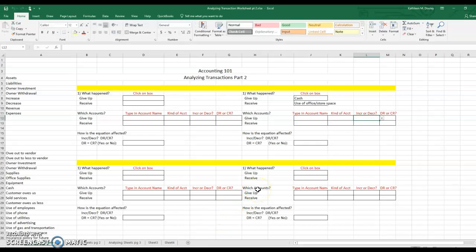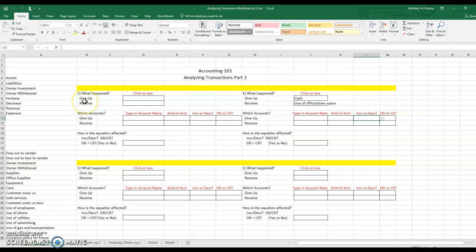So here's a copy of the analyzing transaction sheets. I have gone directly to analyzing transactions part 2 sheets, which are the ones that include debits and credits. The part 1 sheets do not include debit or credit yet. So it's an initial sheet you can use, but then you have to add your debits and credits later. So we've gone directly to using part 2 here.